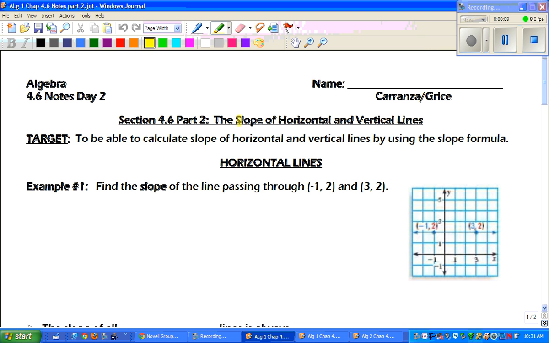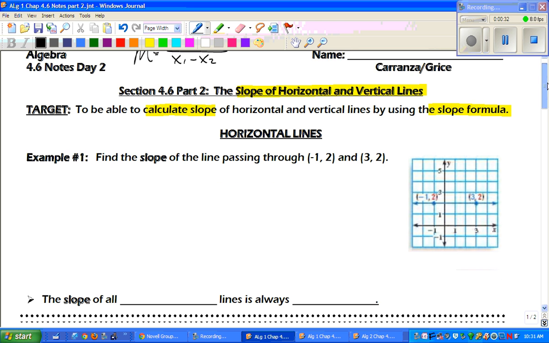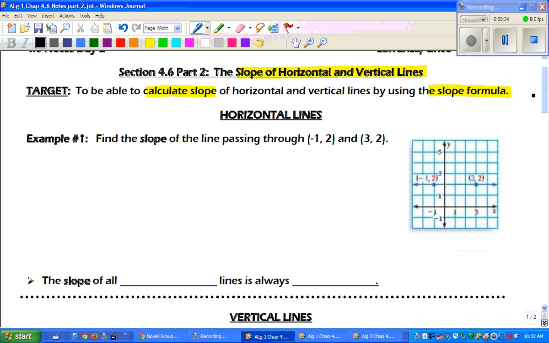Today we are talking about the slopes of horizontal and vertical lines. We're going to be able to calculate the slope of horizontal and vertical lines using the slope formula. So, just to remind us, the slope formula, y1 minus y2 over x1 minus x2. Okay? So, let's take a look.